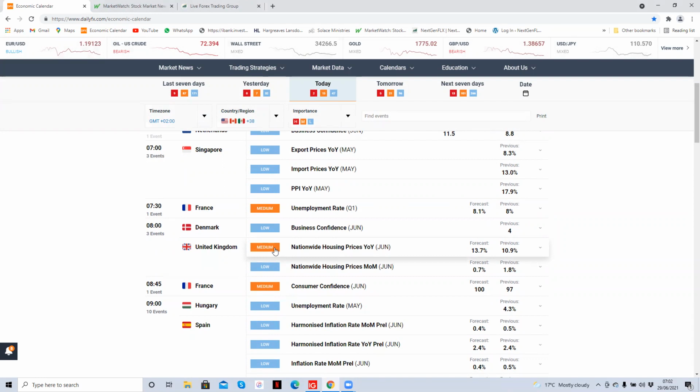Obviously, the reports of high importance you cannot ignore, and you want to avoid trading prior to reports of high importance. But reports of medium importance, it's important to note them. And if you think they could potentially affect the market, then you want to be cautious trading prior to that report. So obviously the UK being the financial capital of the world, and like I said, anything to do with the housing market could potentially affect the markets.